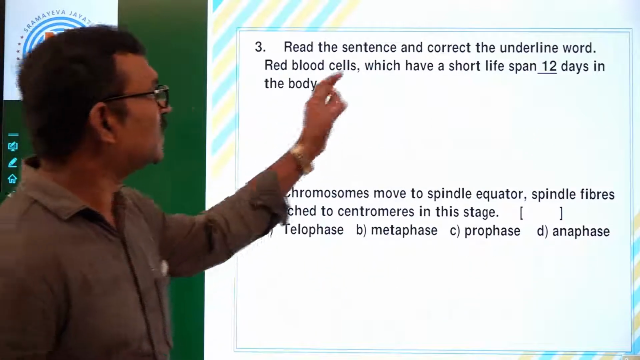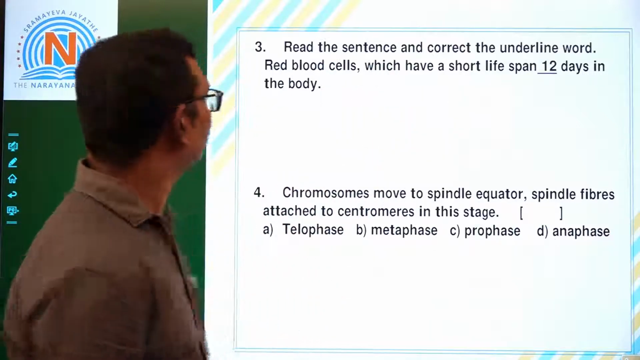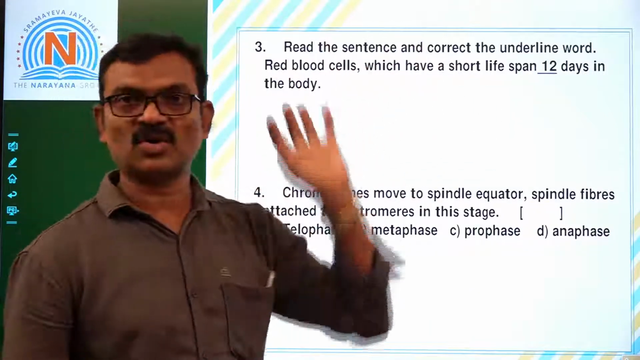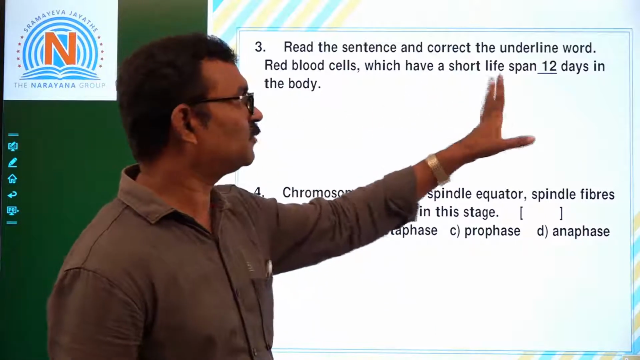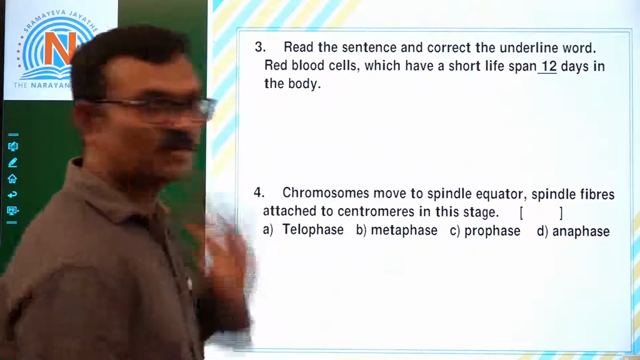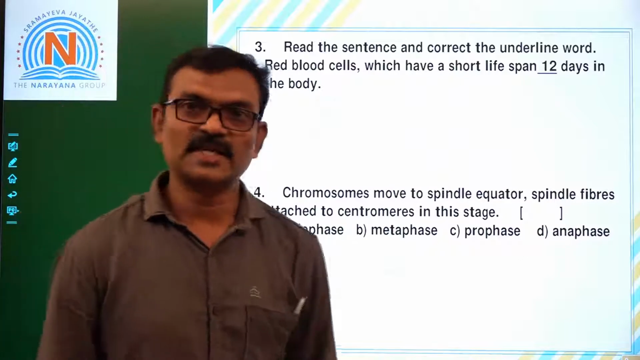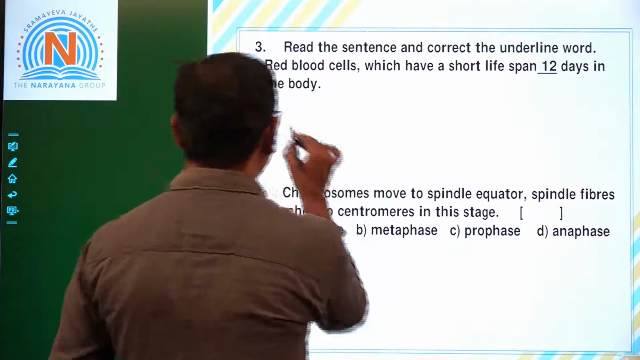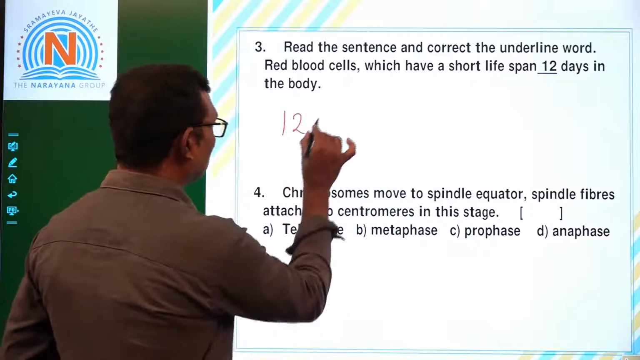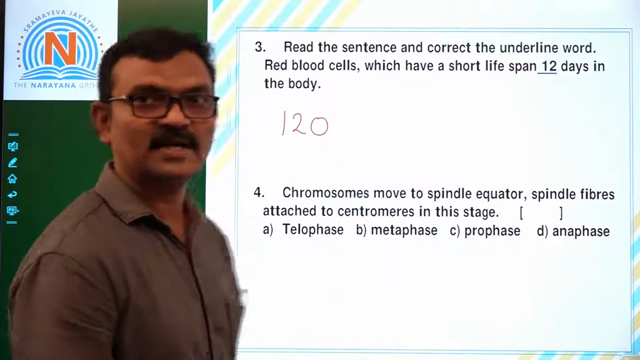Read the sentence and correct the underlined word. That means the underlined word is wrong. Okay. Red blood cells which have a short lifespan of 12 days in the body. Actually red blood cells' lifespan is 120 days, not 12. So the correction is 120, not 12.